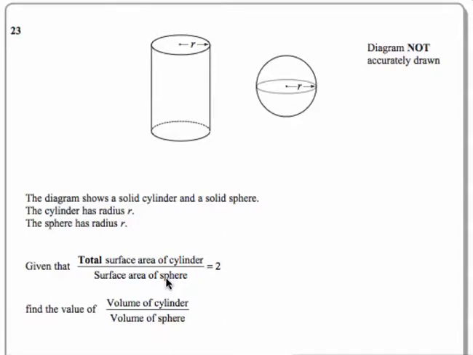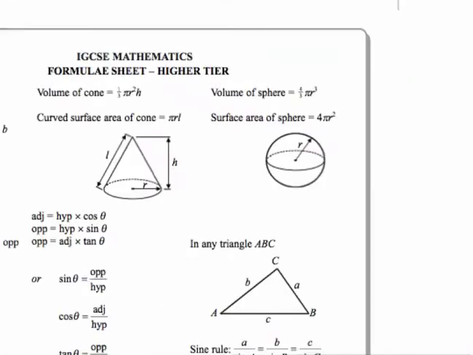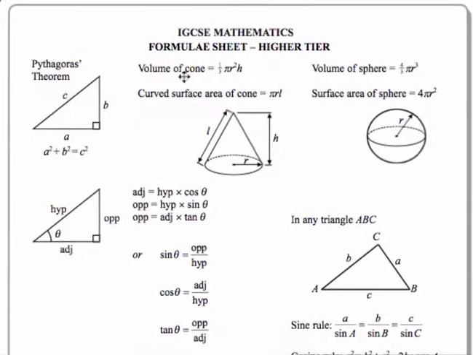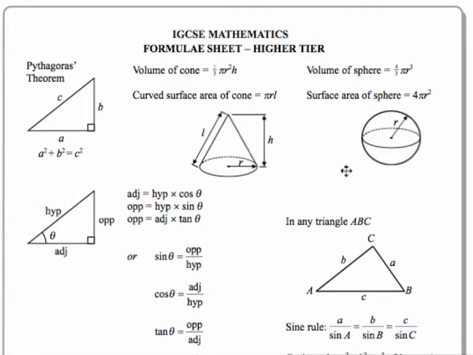Well, let's look back at the formula sheet for a moment. Here we go. We've got a couple of things which are going to come in very handy about the sphere. The volume of the sphere is 4/3 pi r cubed, and the surface area of the sphere is 4 pi r squared.